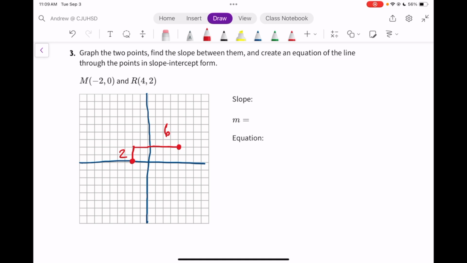6 over 2 is the slope. No, sorry, that's backwards. 2 over 6 is the slope. Change of y divided by change of x. That's the m in the equation, 2 over 6. So I'll just reduce it to 1/3. The y-intercept seems like it's at 2. It's at 0, 2. So that's the b part of the equation. And I'll just write 2. So the equation is y equals 1/3 x plus 2.